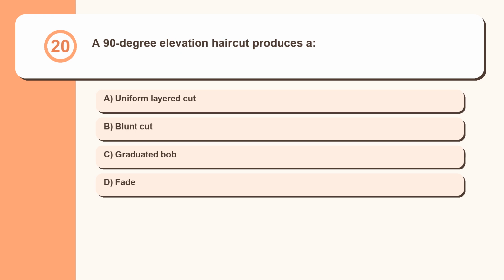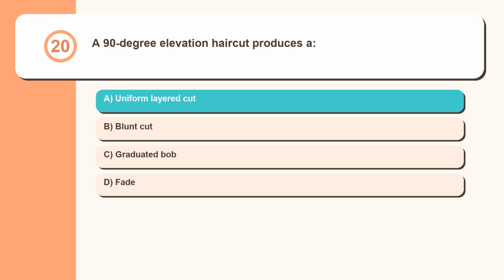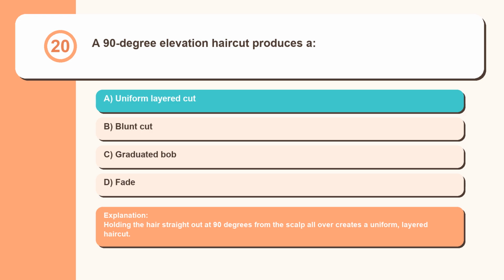Question 20. A 90-degree elevation haircut produces a uniform layered cut, blunt cut, graduated bob, fade. Holding the hair straight out at 90 degrees from the scalp all over creates a uniform, layered haircut.